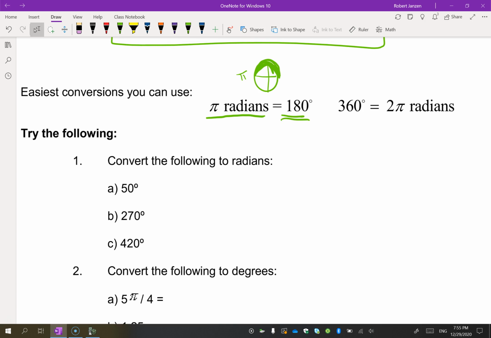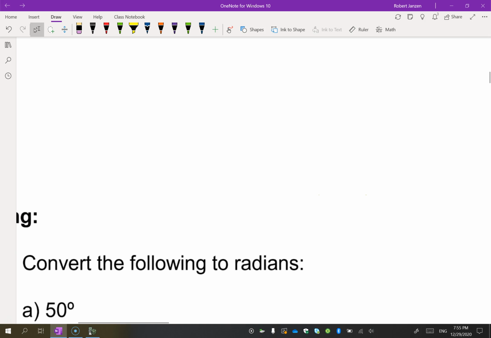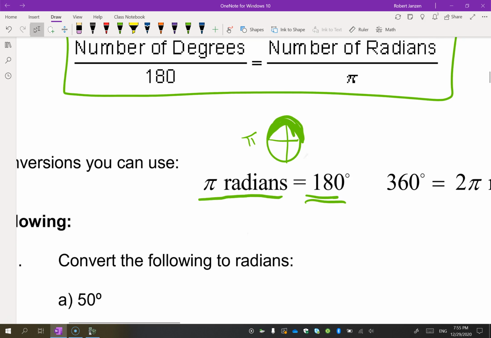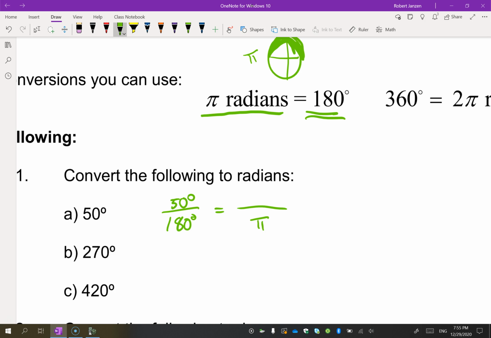So let's convert to radians. 50 degrees, how many radians? Well, we'll use this formula we've got here. It says number of degrees over 180, so we have 50 degrees over 180 degrees, and this equals, remember that 180 is pi, and I don't know how many radians 50 degrees is. So this is my ratio. I know that these two equal each other.